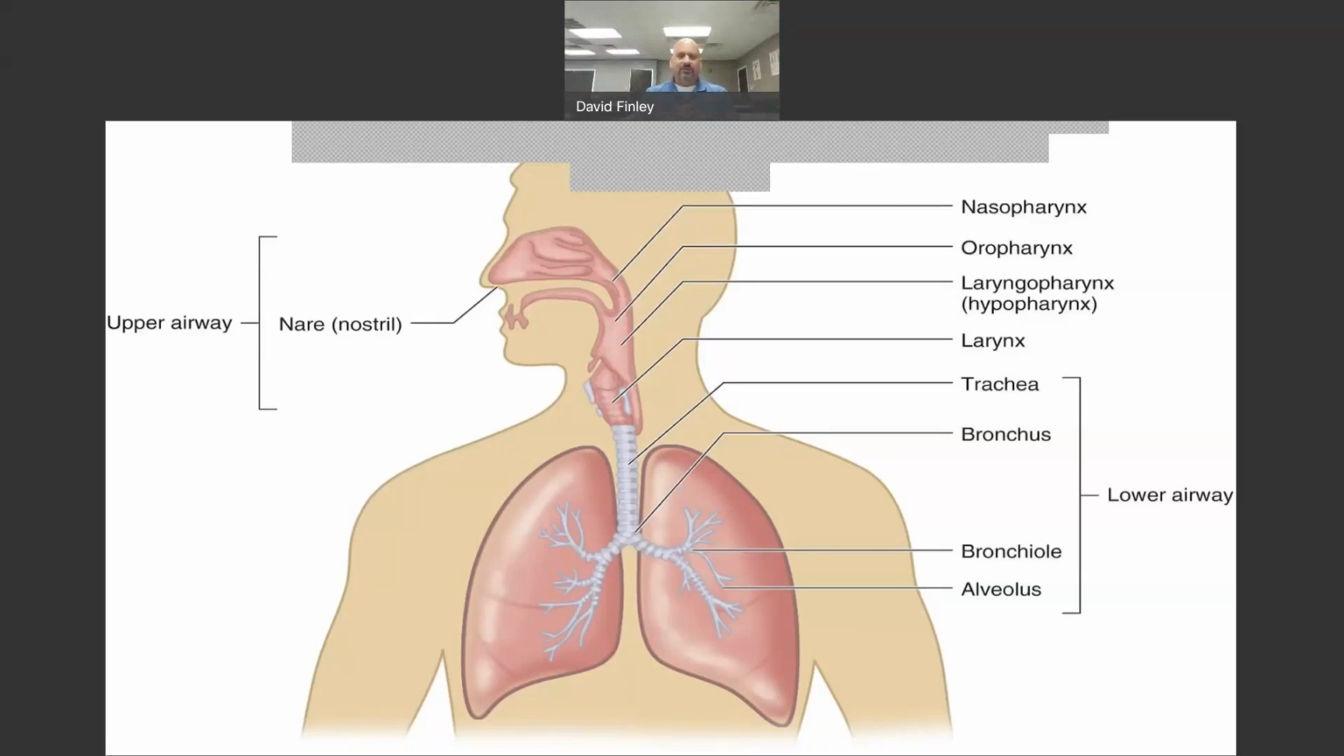Exhalation, for the most part, is a passive process. We cut off that respiration, we relax, the weight of our chest pushes air out. Okay. Now we can make that an active process by blowing hard, blowing out, but mostly it's a passive process.